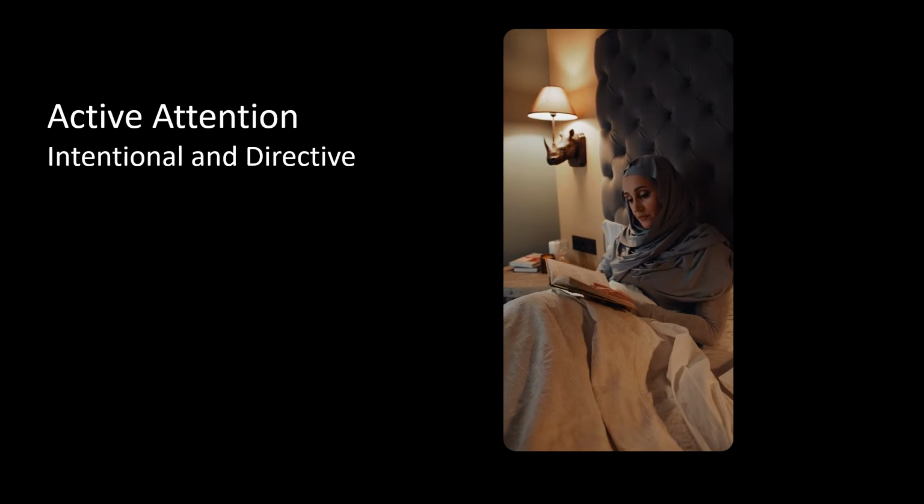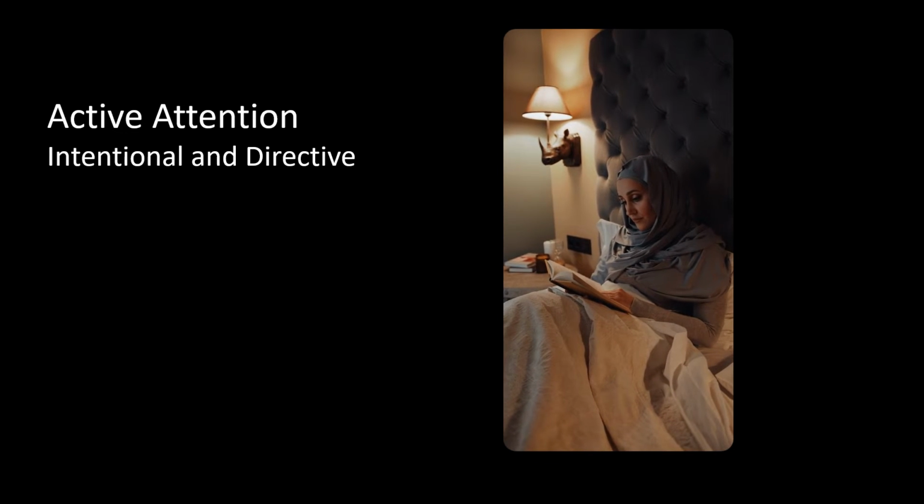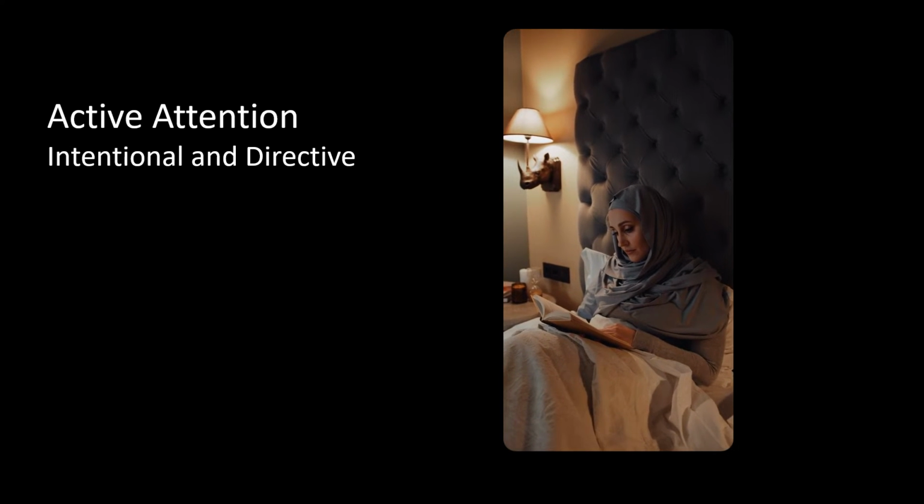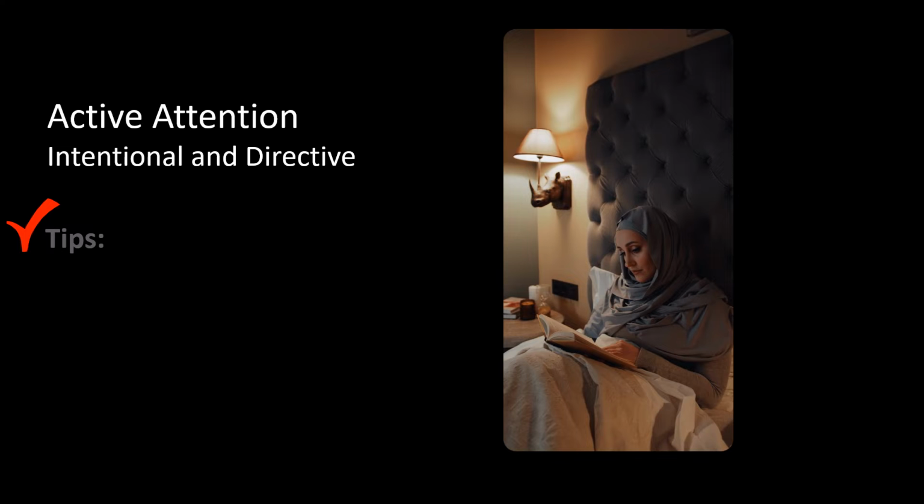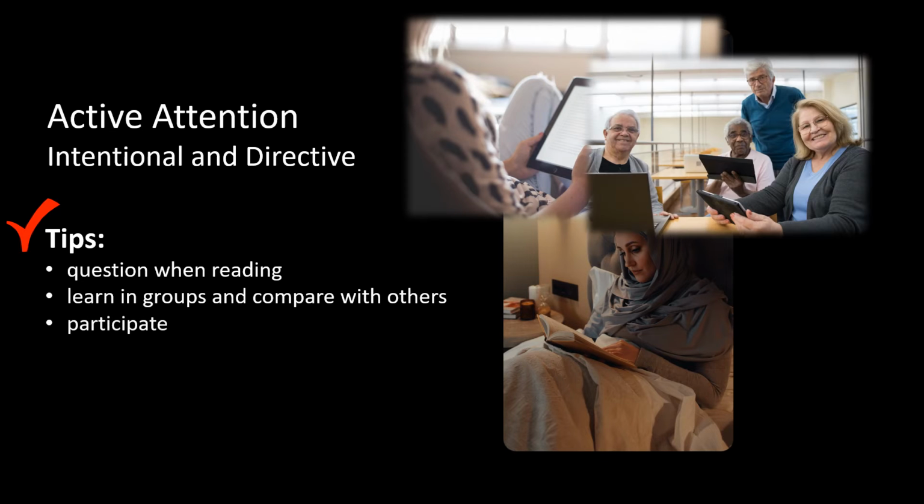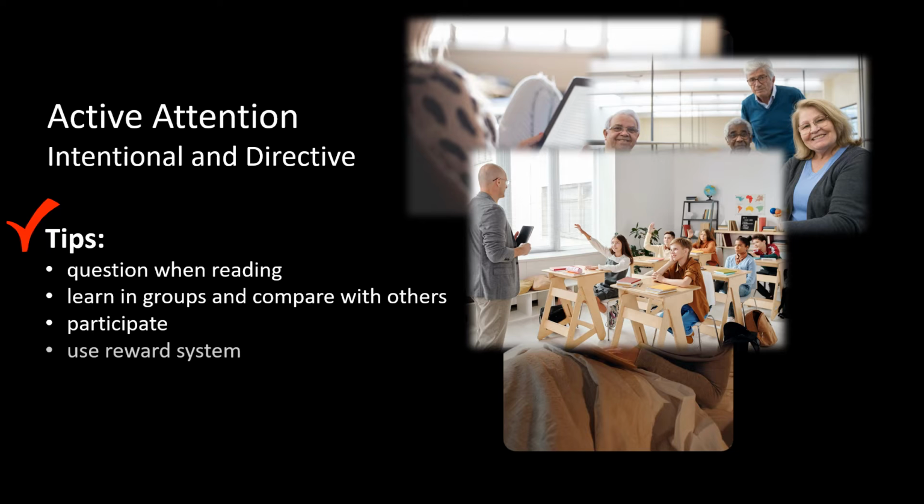You are reading and your head is going back and forth, but at the end you realize your mind was somewhere else and you have no idea what you just read. Here are some suggestions if you have difficulty attending. Question when reading. Learn in groups and compare. Participate. Use a reward system.